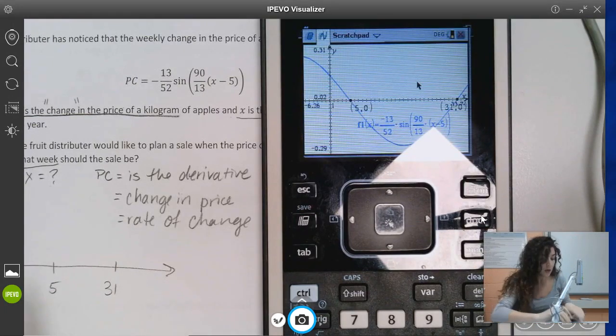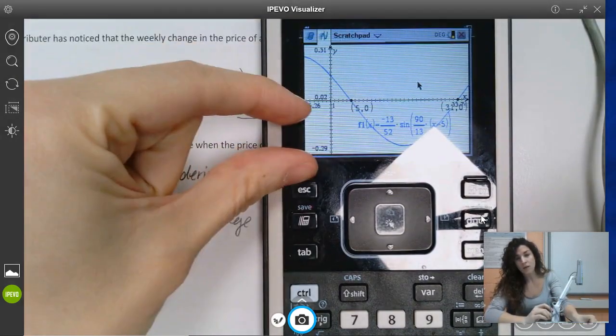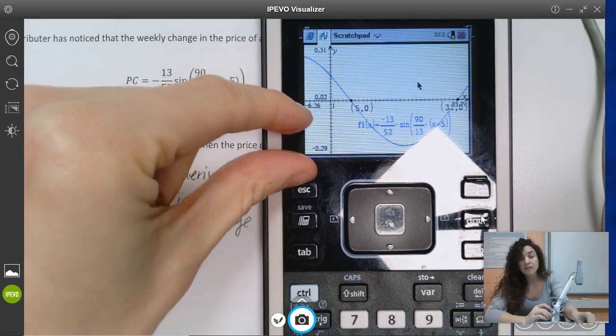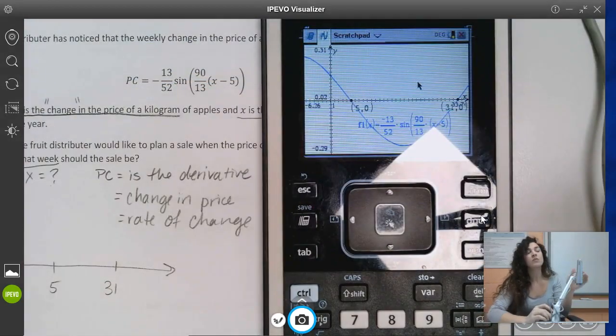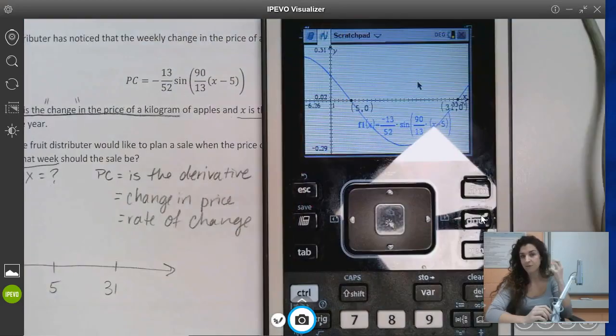Okay, so since this is the derivative function and we're trying to build a sign diagram to talk about this derivative function, we need to look at whether the derivative is positive or whether the derivative is negative. That's all we care about. We don't care about whether the derivative is decreasing or increasing. The only thing we care about for now is whether it's positive or negative.